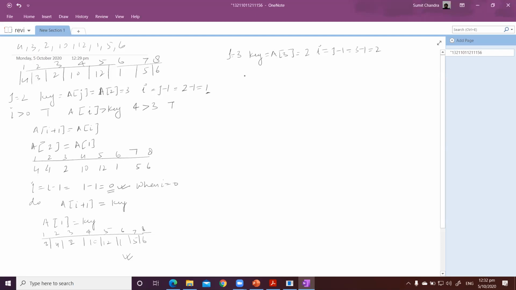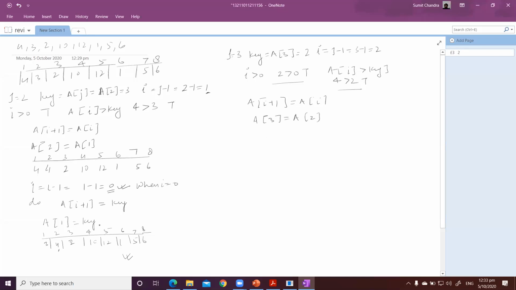Now again we have to check two things. First, i greater than 0. So 2 is greater than 0, condition is true. Again, we have to check whether a[i] is greater than key or not. So we check a[2]. a[2] value is 4, key value is 2. Condition is true. When both conditions are true, first we do a[i+1] is equal to a[i]. So i value is 2, it means a[3] is equal to a[2].